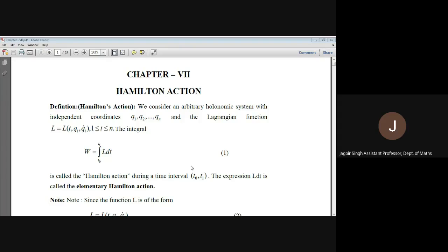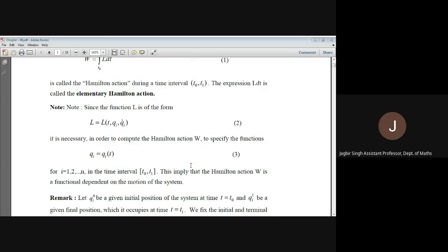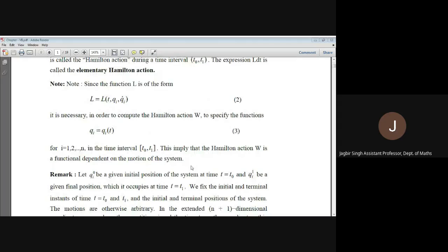The expression L dt is the elementary Hamilton action. So if the Lagrangian function is integrated with respect to t over some interval, that quantity is known as the Hamilton action. Further, we know that the displacement is a function of t, so this qi is always a function of t.